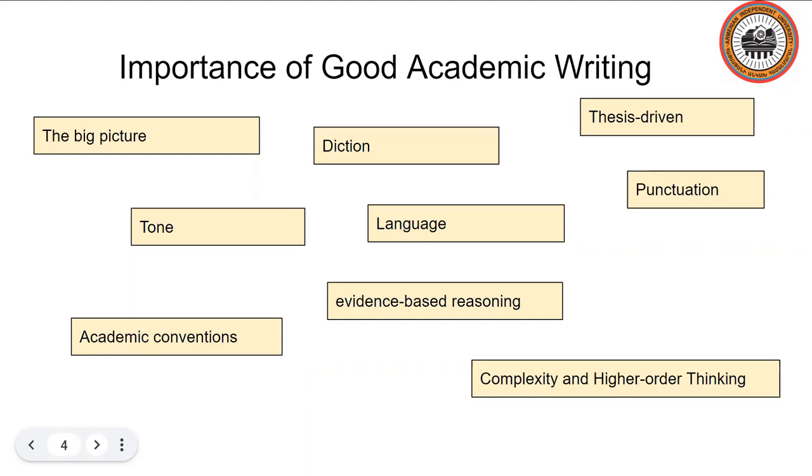The second one here is tone. Guys, always remember that tone matters. The overall tone refers to the attitude conveyed in a piece of writing. So throughout your paper, it is important that you present the arguments in a way that is fair and has the appropriate language.